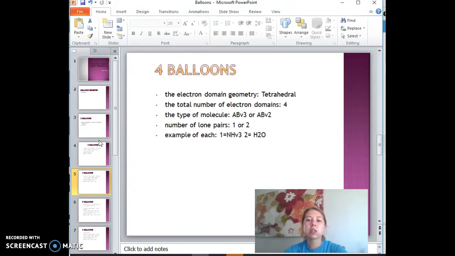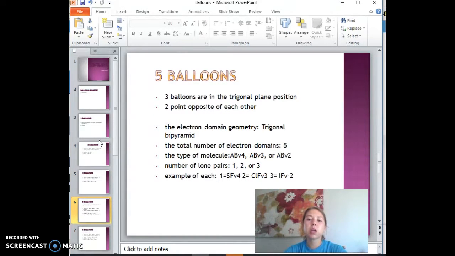Whenever I had 4 balloons, the electron domain geometry was tetrahedral. The total number of electron domains was 4. The type of molecule was AB3 or AB2. The number of lone pairs was either 1 or 2. An example of each is, for 1 lone pair, NH3, or for 2 lone pairs, H2O.